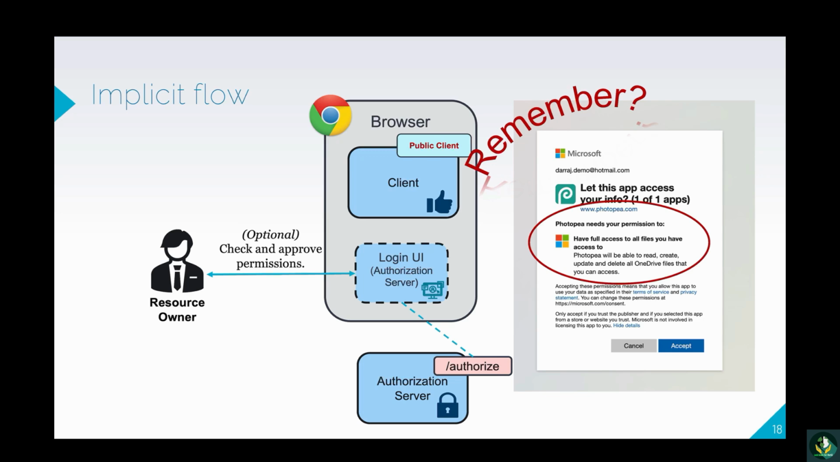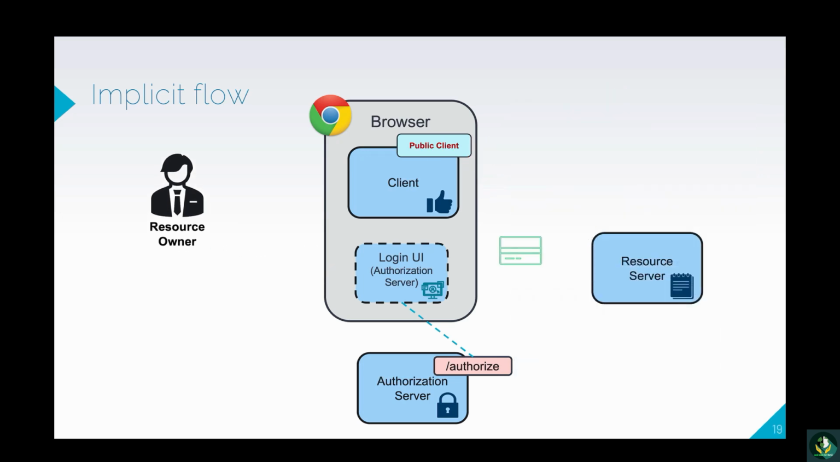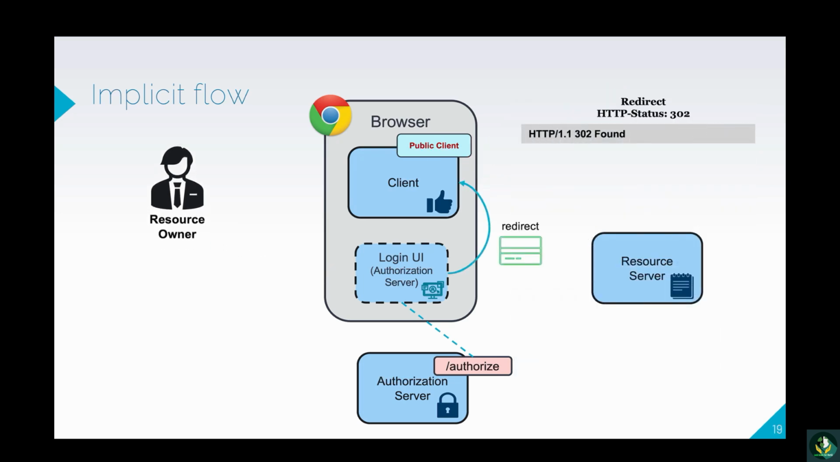If everything looks good and the user approves, the authorization server generates an access token and redirects the resource owner back to the client's redirect URI specified in the initial request. The response is sent as a URL with a fragment identifier containing the access token and other relevant data, like the token type and expiration time, all within the URL.